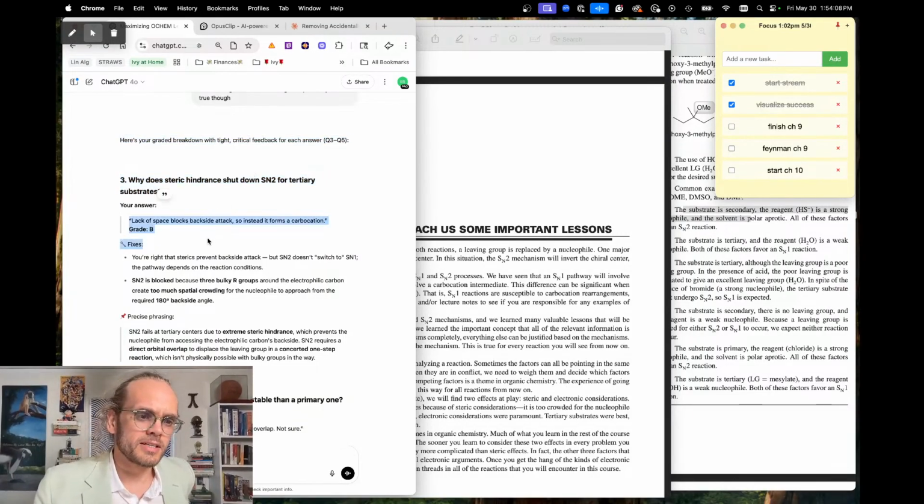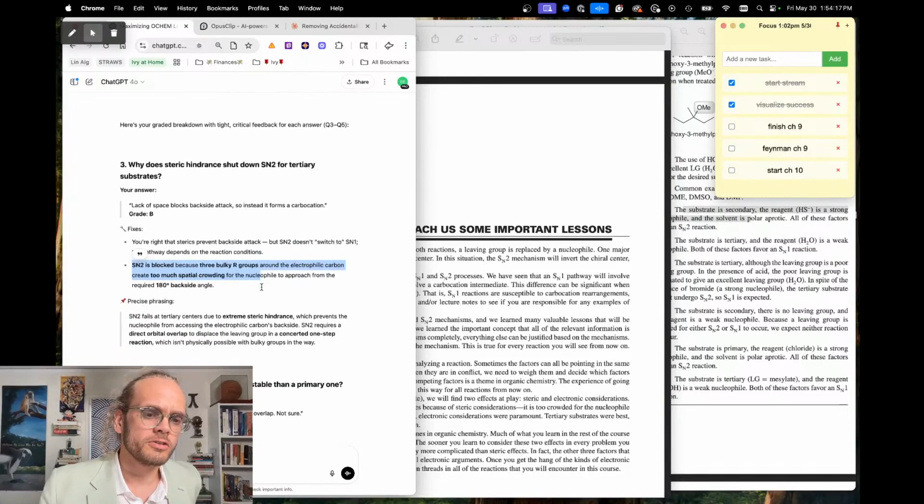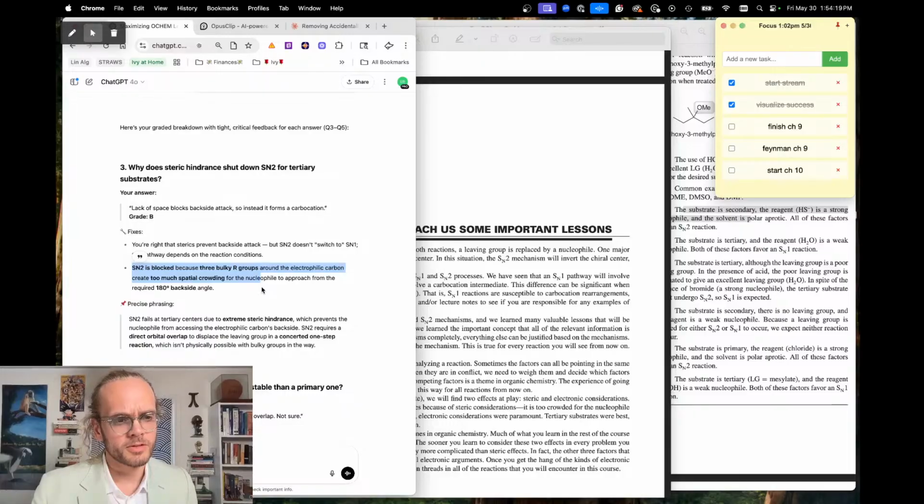All right, I got a B on this. Steric hindrance prevents backside attack, but SN2 doesn't switch to SN1. The pathway depends on the reaction conditions. SN2 is blocked because three bulky R groups around the electrophilic carbon create too much spatial crowding for the nucleophile.